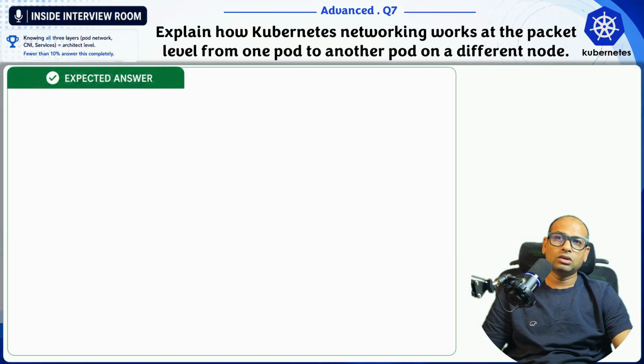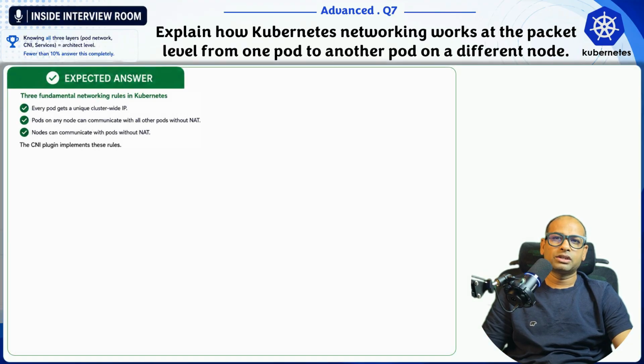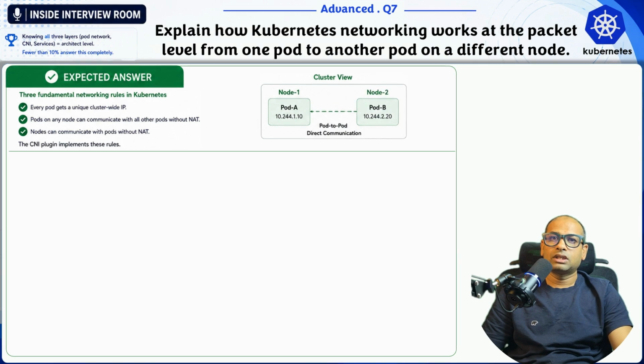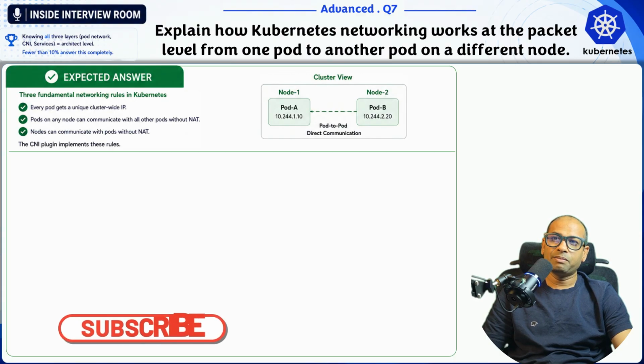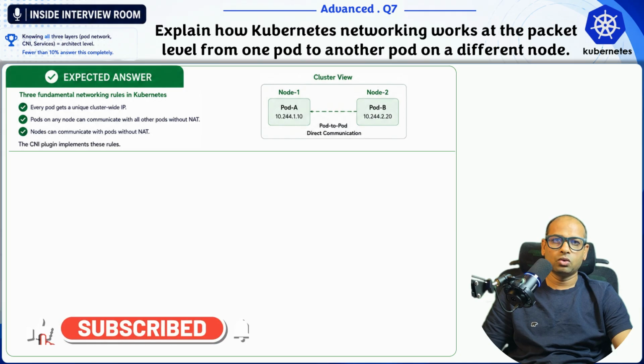Strong candidates don't just talk through a service at the packet level. They start with three rules that define the whole model. One, every pod gets a unique cluster-wide IP. Two, pods on any node can talk to other pods without NAT. Three, nodes can talk to pods without NAT. And the CNI plugin is what implements those three rules.